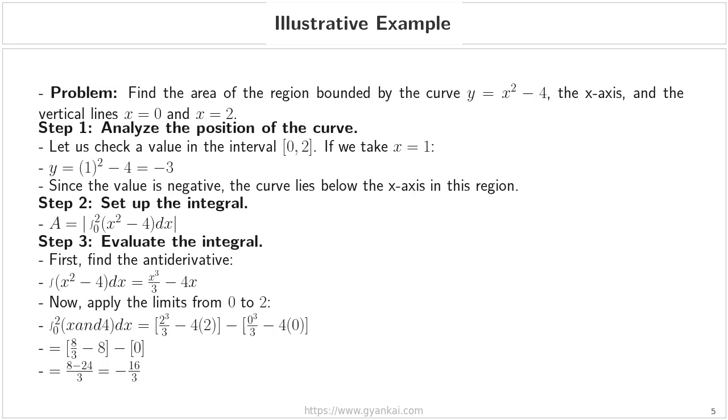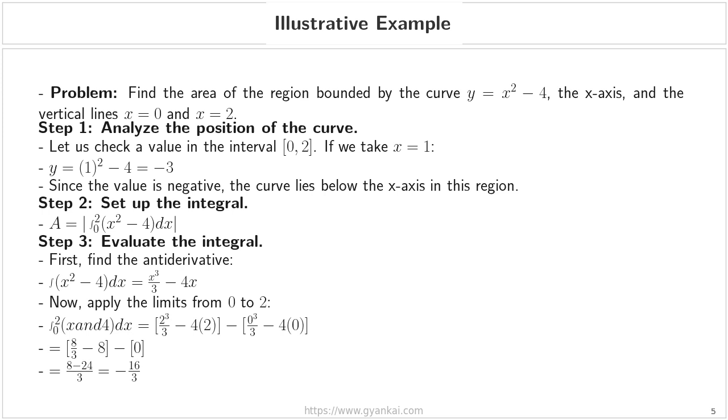Step 3, next we evaluate the integral. First, we find the antiderivative of the function. The integral of x squared minus 4 dx is x cubed over 3 minus 4x. Now we apply the limits of integration from 0 to 2. We plug in the upper limit 2 to get 2 cubed over 3 minus 4 times 2, and then subtract the result of plugging in the lower limit 0, which gives us 0 cubed over 3 minus 4 times 0.